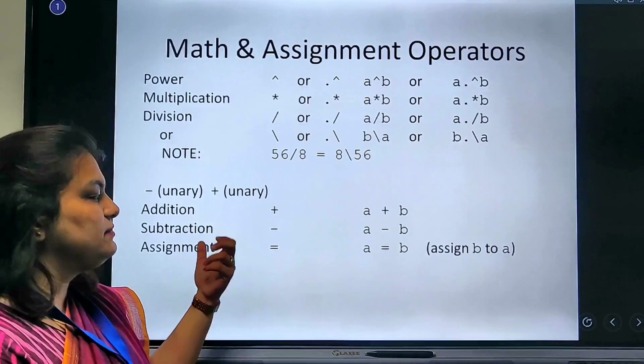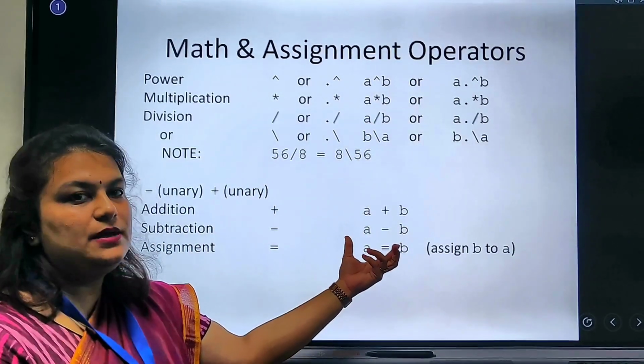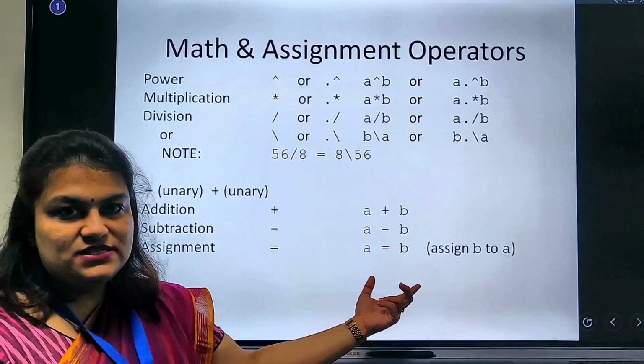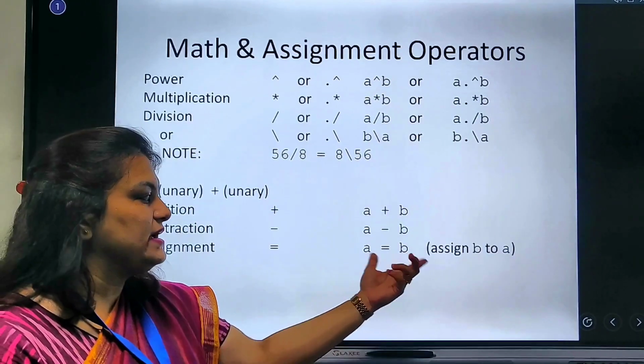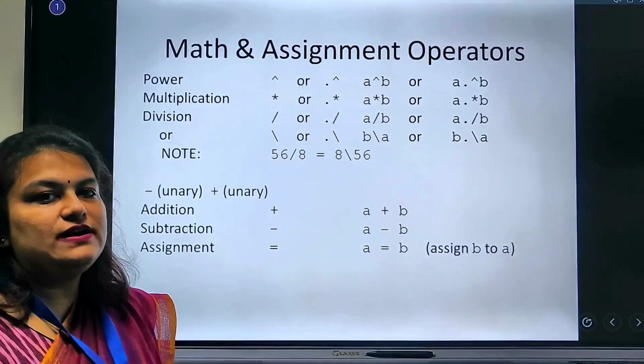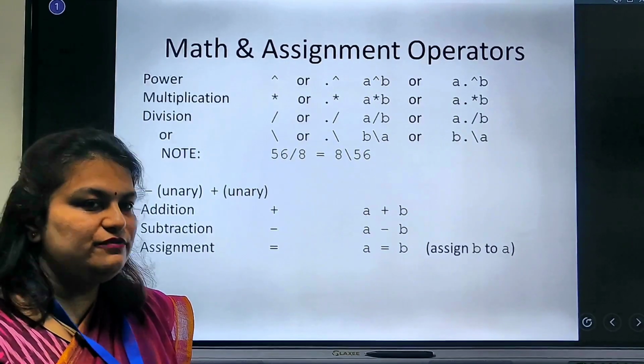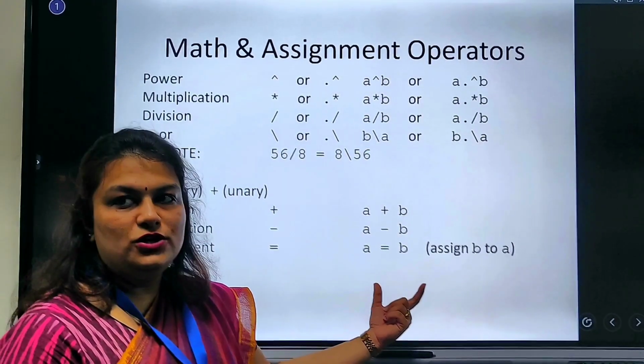Unary operators are like when we have to add something, a plus b. When we have to subtract some value from another value, a minus b. And if we have to assign a value, as I told you in the previous slide, we can use a equal to b.